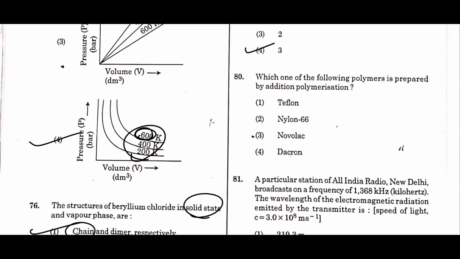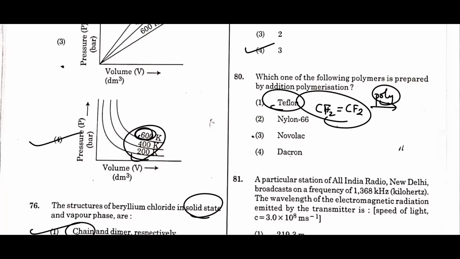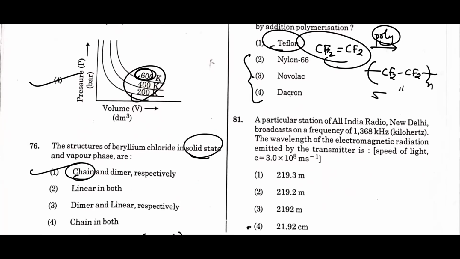Coming to question number 80, which of the following polymers is prepared by addition polymerization? If you observe here, Teflon is having CF2, CF2 tetrafluoroethene, which upon polymerization, we will be getting CF2, which is an addition polymer. Remaining all are condensation polymers.